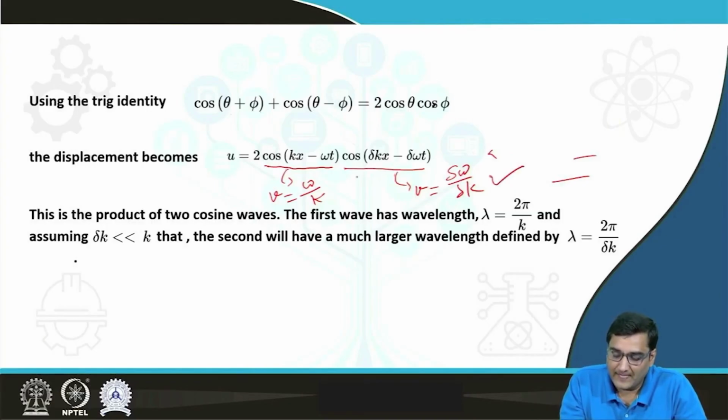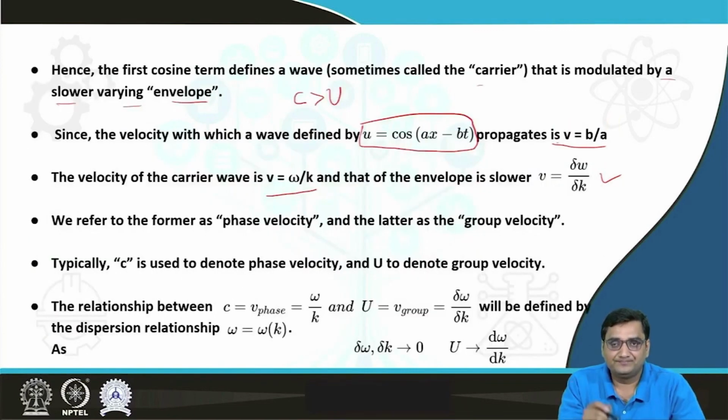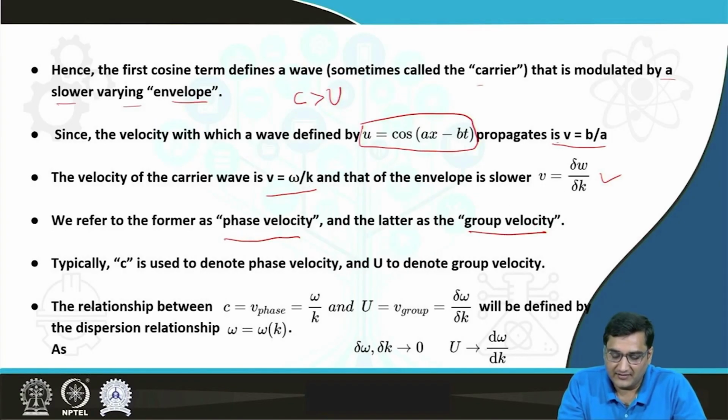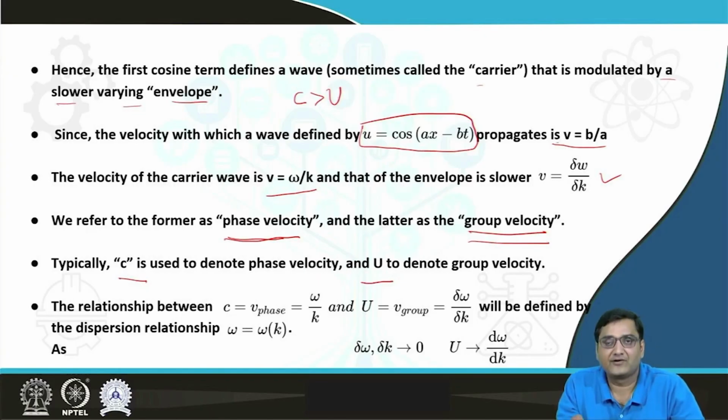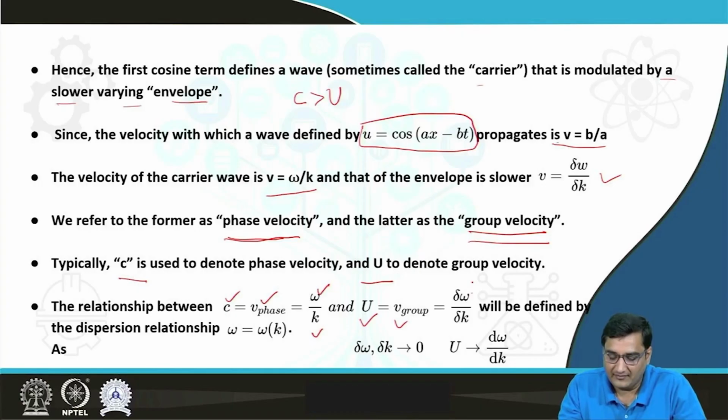So the velocity of the carrier wave is ω/k, and the velocity of the envelope wave is Δω/Δk. Now, we refer to the carrier wave velocity as the phase velocity and the envelope wave velocity as the group velocity, and represent the phase velocity by small c and the group velocity by capital U. The phase velocity is c = ω/k, and the group velocity is U, the velocity of the group, Δω/Δk, and can be defined for the dispersion relationship where the angular frequency varies with the wave number, that is ω is a function of wave number.